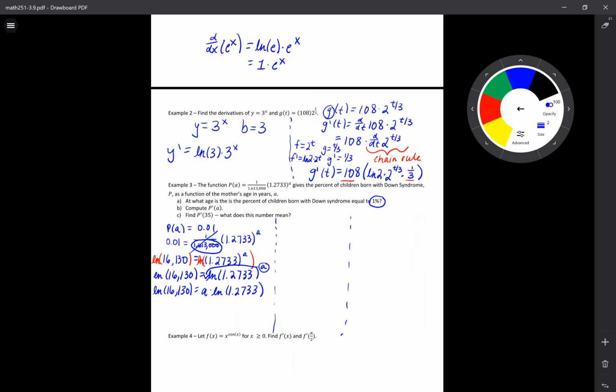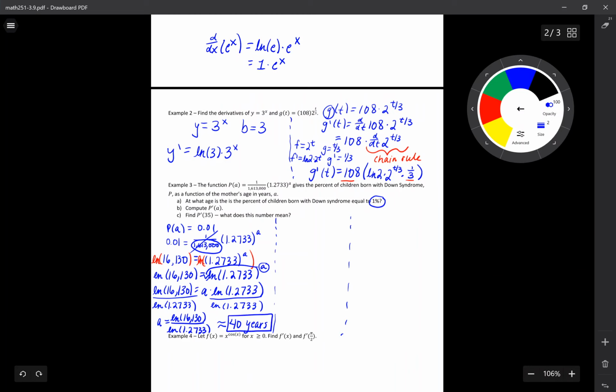And now to solve for a, I simply am going to divide both sides by natural log of 1.2733. And this gives me a equals the natural log of 16,130 over the natural log of 1.2733. And if you type this into the calculator, this is approximately 40, and our units here is years. So what this means is if a mother is 40 years, then she has a 1% chance of giving birth to a child with Down syndrome.